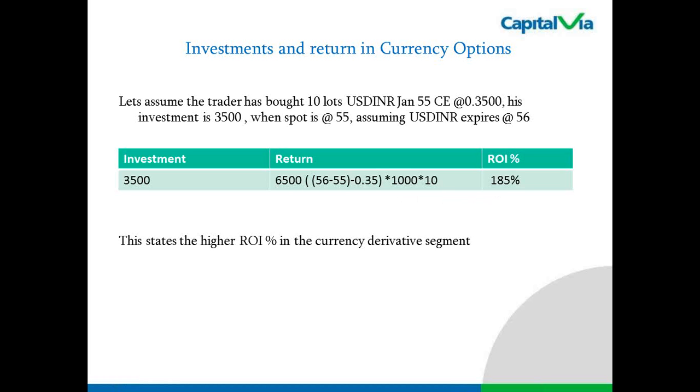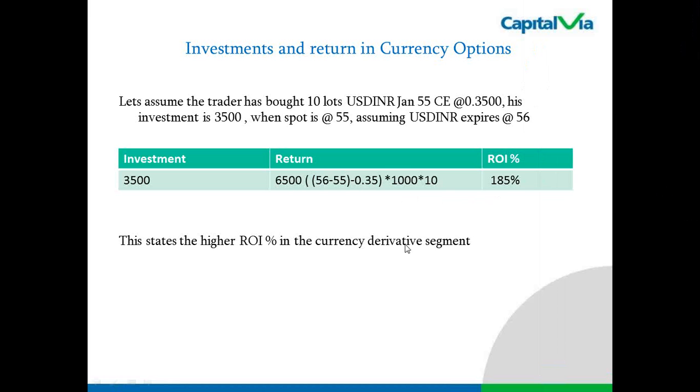So now you can take a guess how lucrative this particular business is and how easily you can make money in this particular market. Although this market is new, we currently have 70 to 80,000 crore of daily turnover in this market, and which is bound to increase.